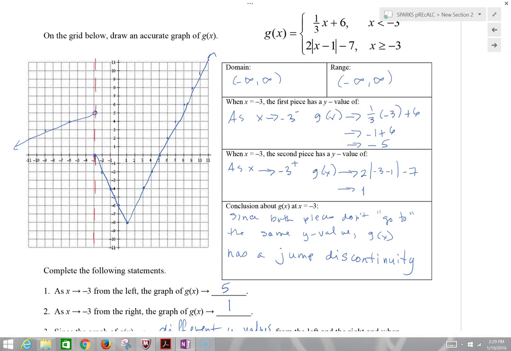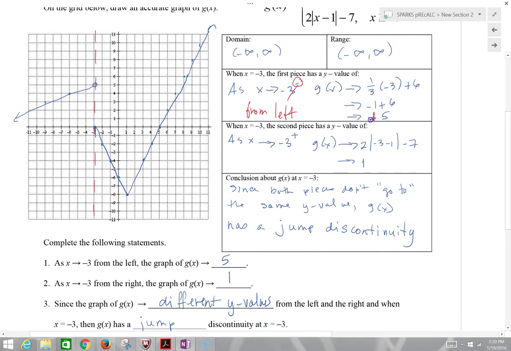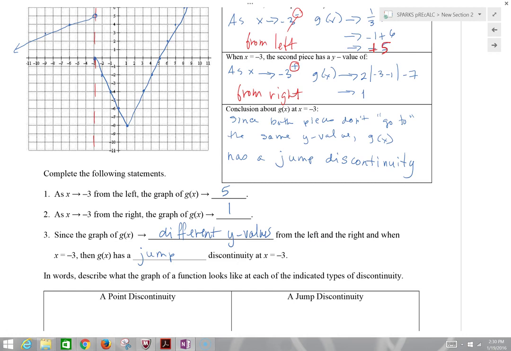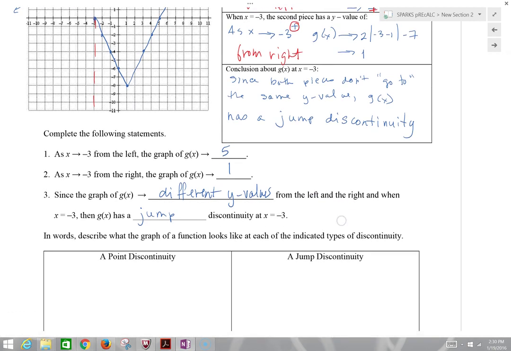Alright, so domain and range, both are all reals. Notice this notation that I'm using right here. This will continue to go with us: as x approaches or goes to -3, and this negative means from the left, which is the negative side. Then we got +5, sorry about that, that should be +5. This one says as x goes to or approaches -3, and it has a little positive sign right there. That means from the positive side, which is from the right, you end up with -1. And then a conclusion, since they're not going to the same place, it has a jump discontinuity.